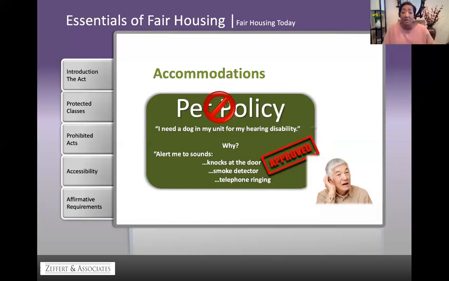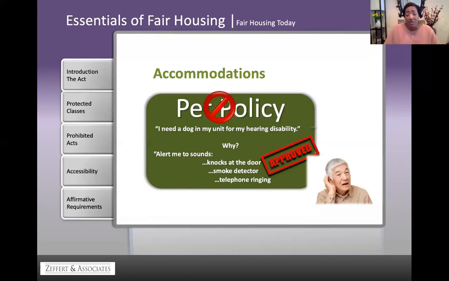So you can't have a no pets policy in place, but if you have someone who is disabled, they request a reasonable accommodation, you must have a procedure in place by which you approve and accommodate that particular request. And one thing I do want to say before we move further, I mentioned it's not new.